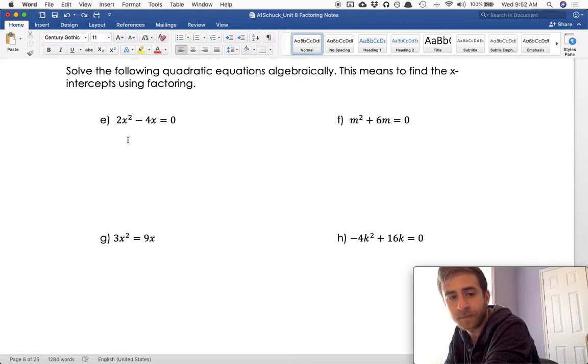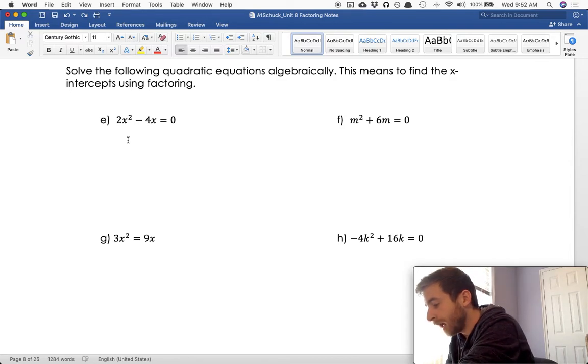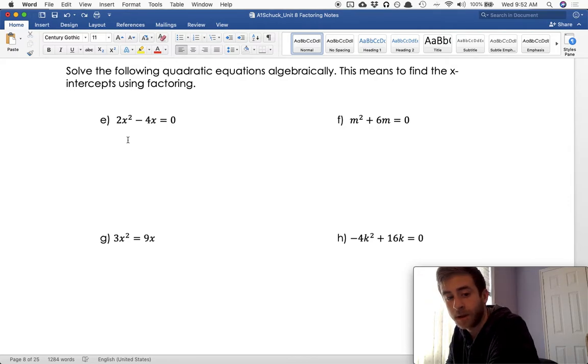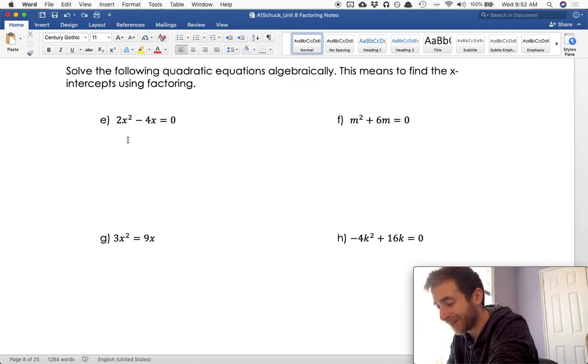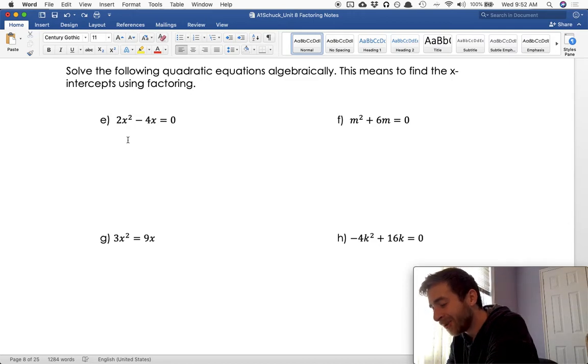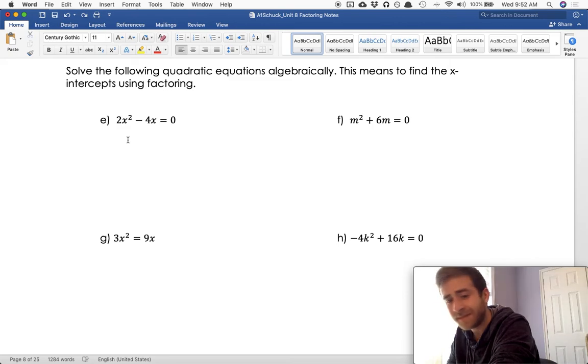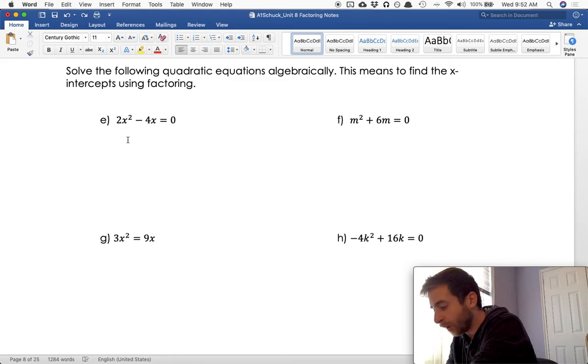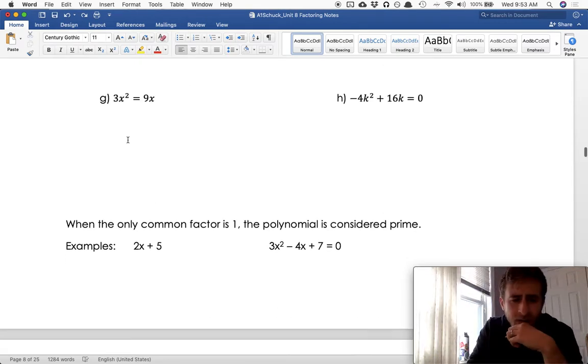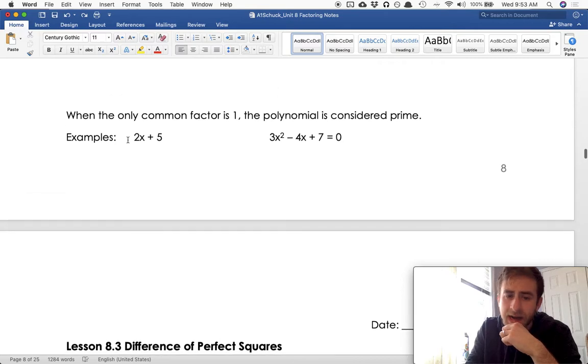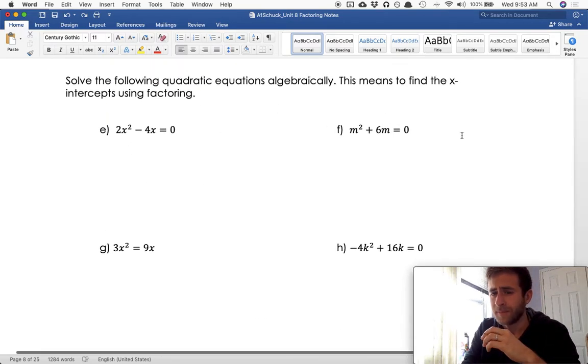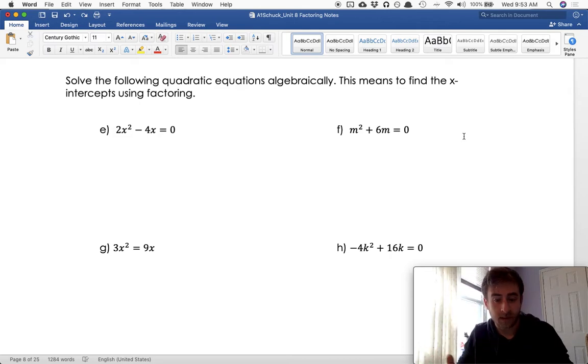So: 2x squared minus 4x equals 0. m squared plus 6m equals 0. 3x squared equals 9x. And then negative 4k squared plus 16k. What are the other examples down over here? Okay, we'll breeze through those last ones, but we are going to go through these in detail.